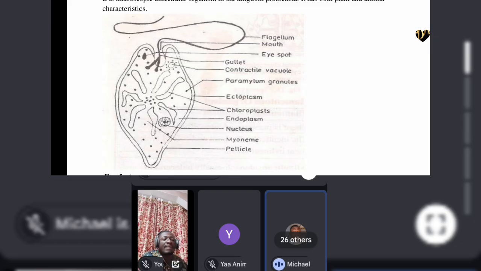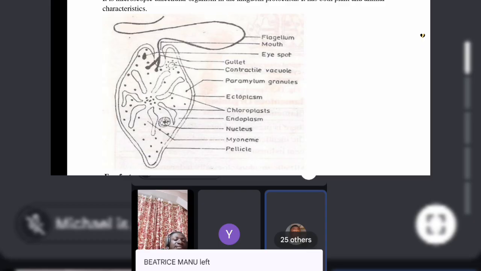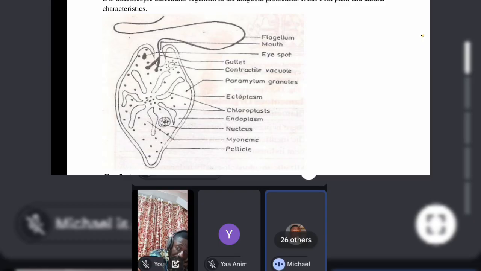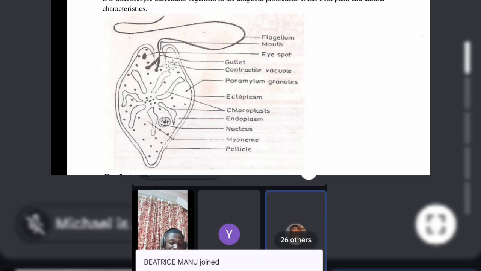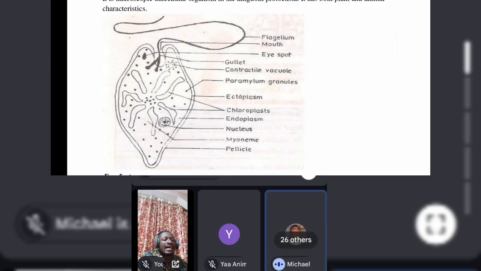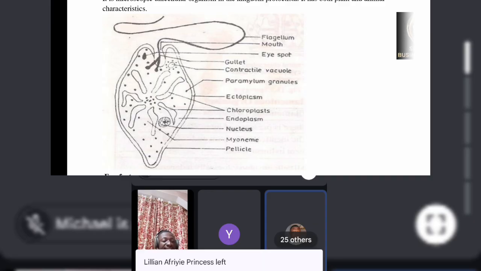It has paramylon granules, and some call them pyrenoids. So either paramylon granules or pyrenoids, and these are structures that store starch. So it is a food storage. It stores excess starch in its body so that later it can use it as a food source. And it has the cell membrane. We have the ectoplasm and the endoplasm. So the ecto is the outside part of the cell membrane, and the endoplasm is the inner part, just as we had in the Amoeba proteus.